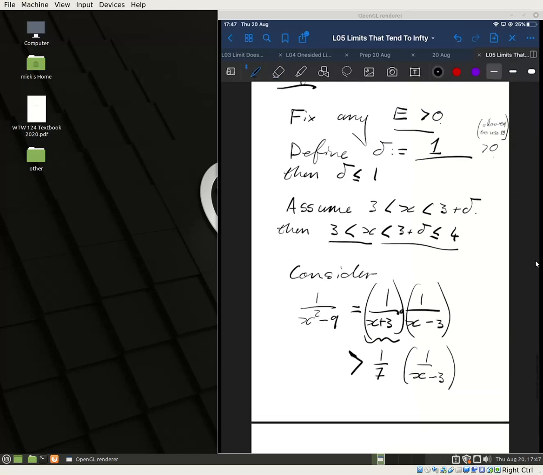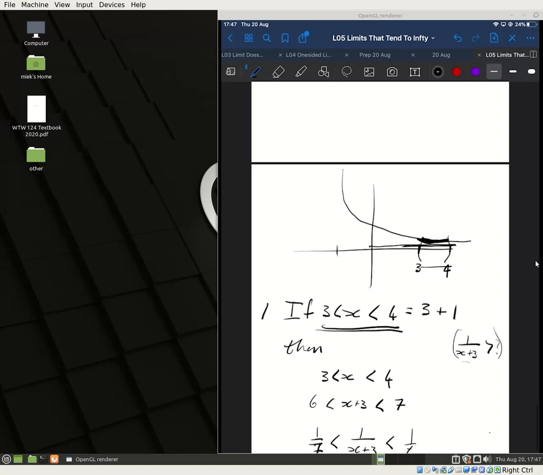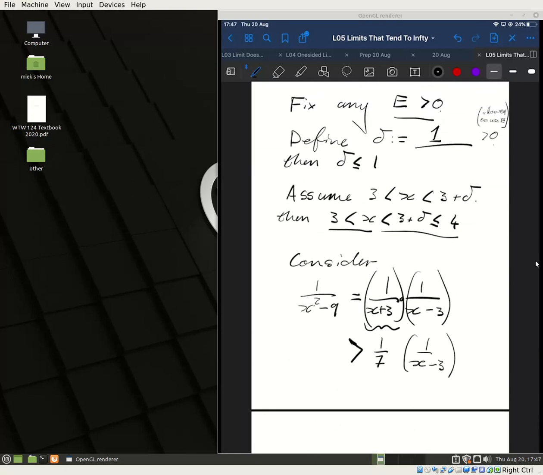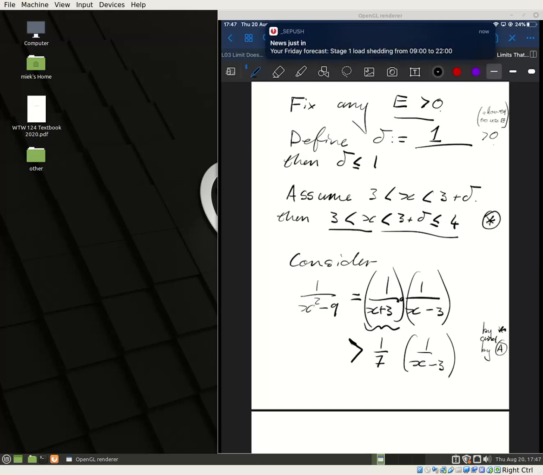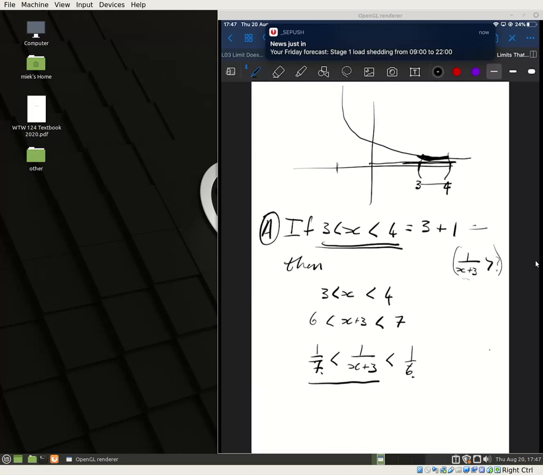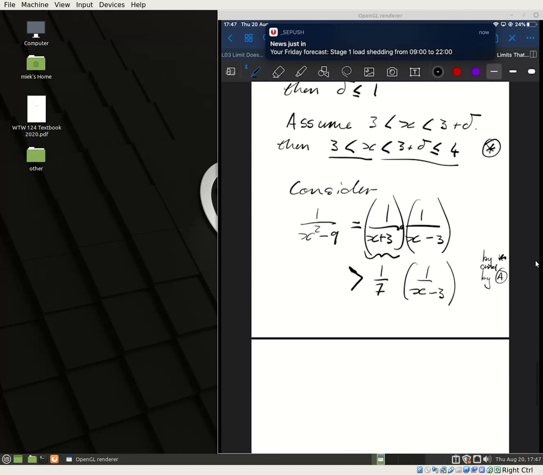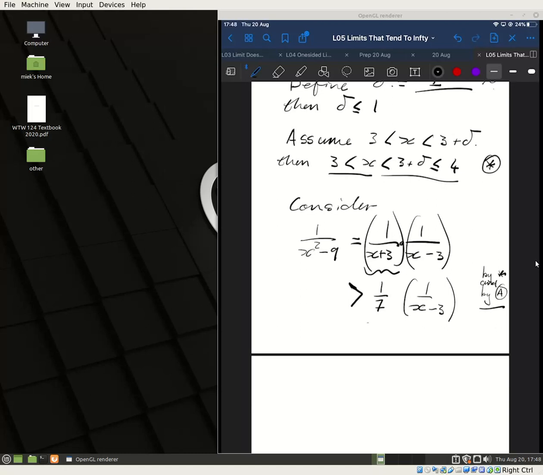Okay. So remember, this is under the condition here. Let's label this A. So by A, and by star, the condition here is satisfied. So what is star? Let's label this star. So by star, the condition here is satisfied, and since the condition is satisfied, we get that this factor is greater than 1 over 7.